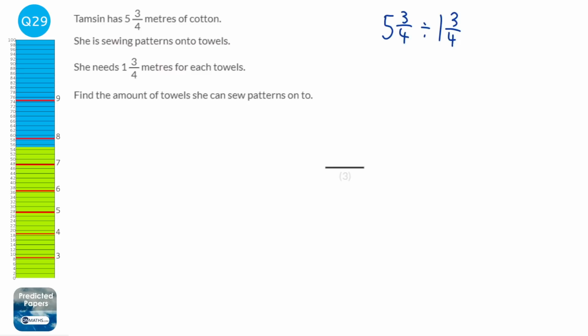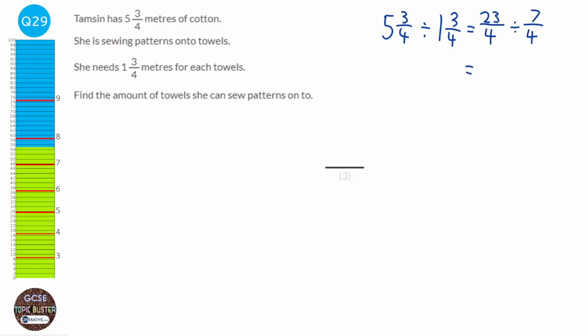So first thing we're going to do is convert them from mixed numbers to top-heavy or improper fractions, because at the moment they're mixed numbers and we can't divide or times if they're mixed. So we times the 5 by the 4 and add it to the top, which will be 20, and then add the 3, 23, and then do the same. 1 times 4 is 4, plus the 3 on top is 7/4.